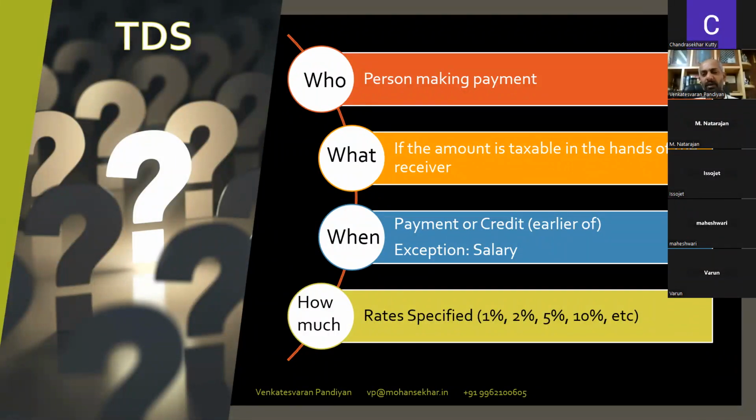Let's take an example of salary. You are going to make a payment as an employer. The person who is receiving, an employee, is it an income for him? Yes, it is an income for him, which is taxable under the income tax provisions. So it's a salary income. So TDS is applicable.